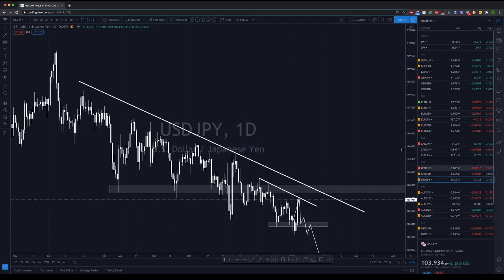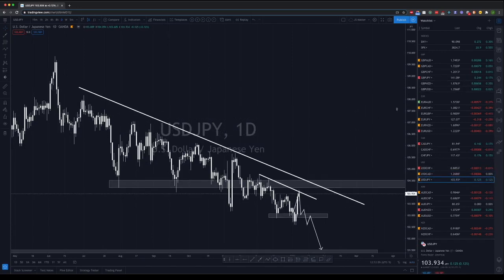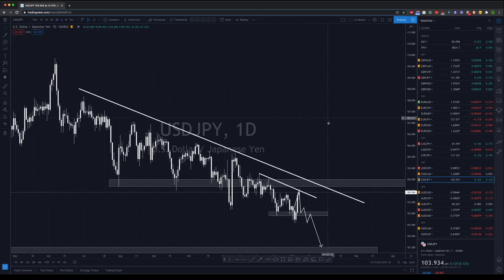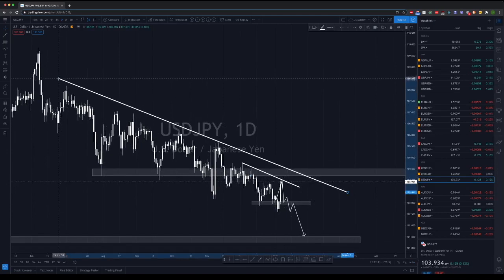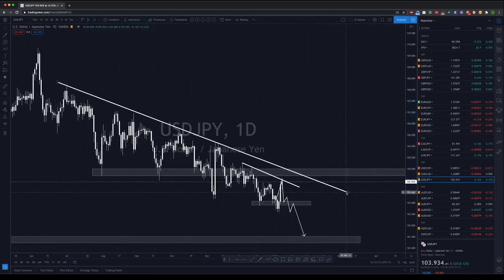USDJPY. I was keeping this on my watch list only because of this area here, right? So let me just neaten this up just a little bit. So we have that there.